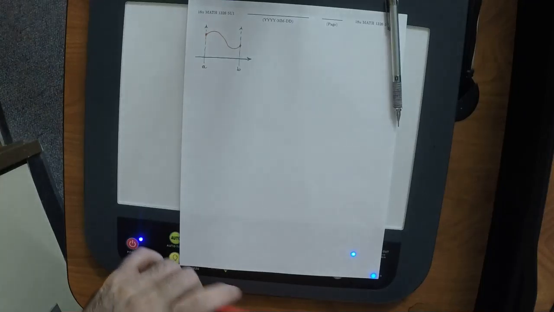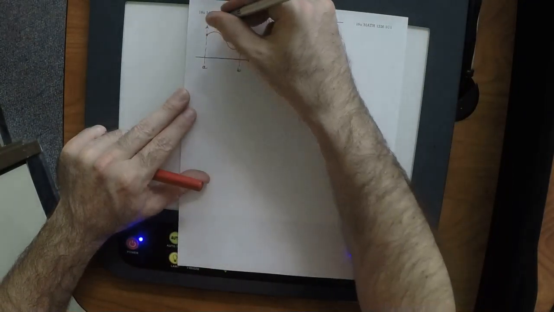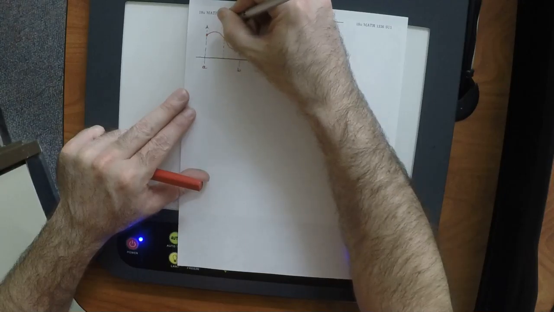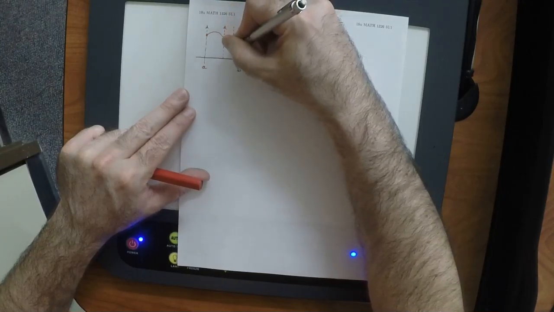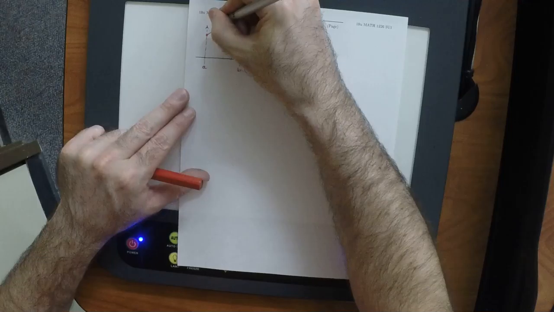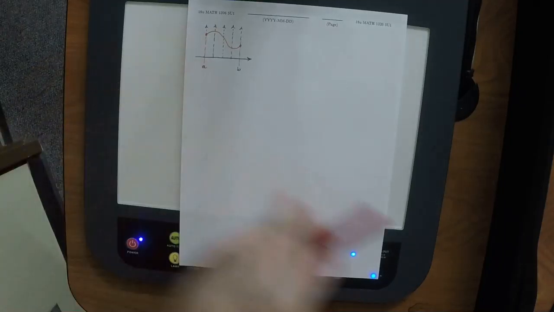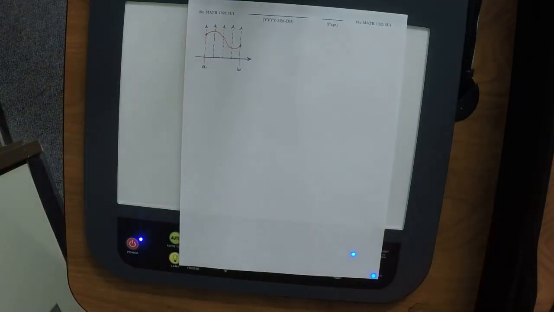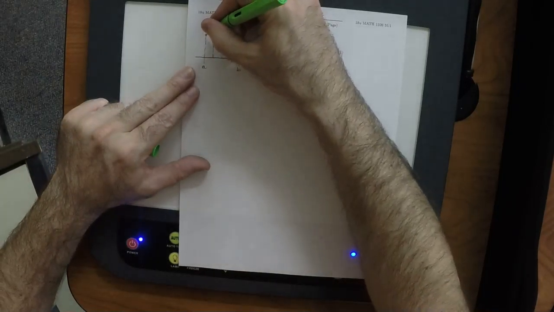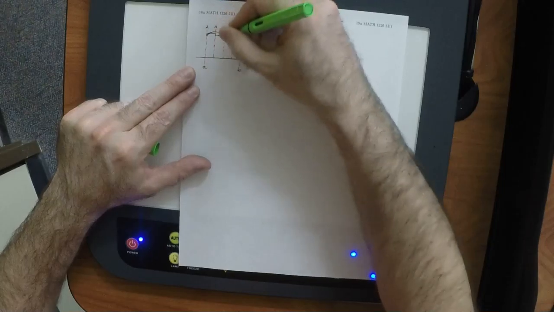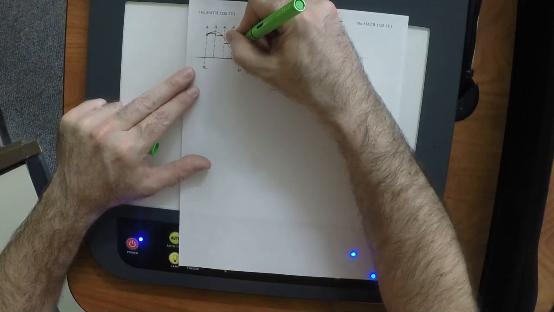And then what we said is, okay, well, how about we cut this into four rectangles? So we cut it into four rectangles, four strips there. And now in each strip, we're going to estimate the area as a rectangle. So how about like that rectangle, and that rectangle, and that rectangle, and that rectangle.